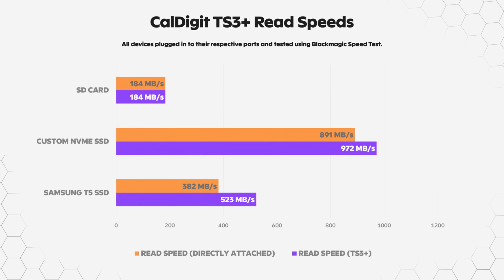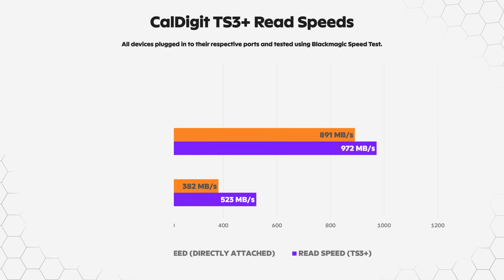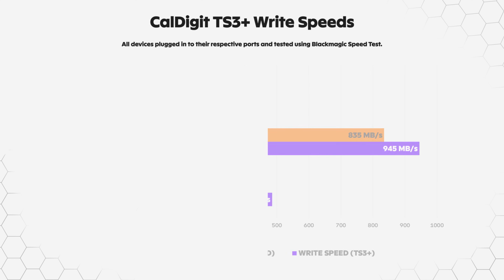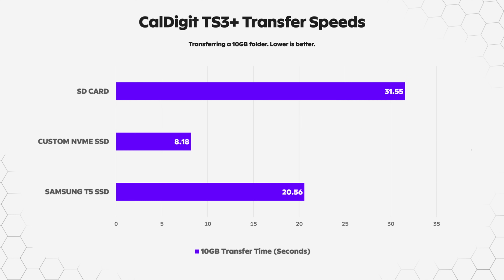Now, as you can see, when external drives are plugged into the TS3 Plus, rather than directly into the M1 MacBook Pro I'm using for this test, the read and write speeds are actually better. The SD card is, of course, the same, as the MacBook doesn't have an SD card slot, and in terms of transfer speeds, they remained pretty consistent throughout my testing, using the same 10GB folder.